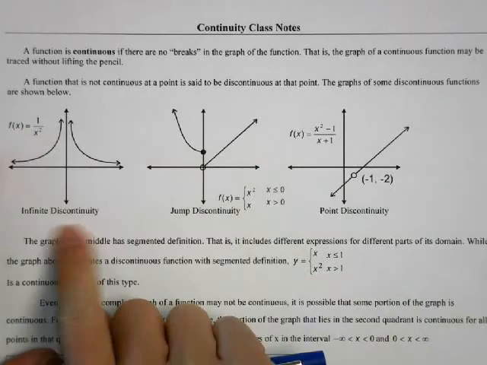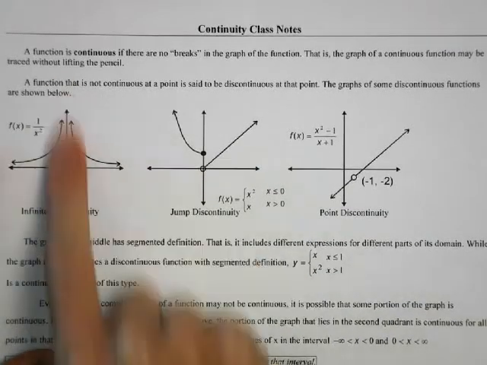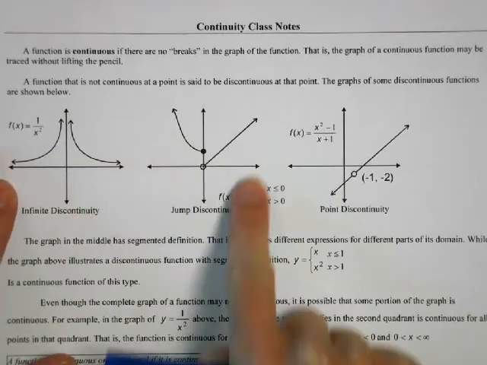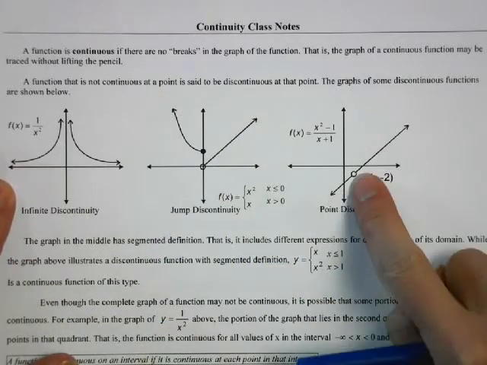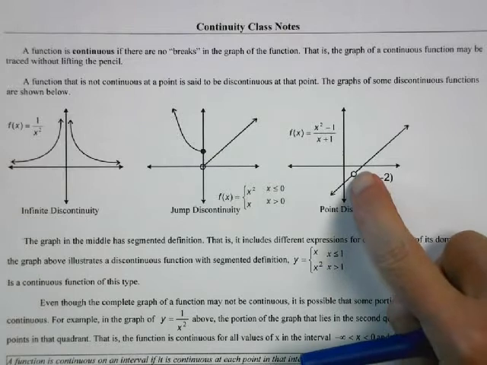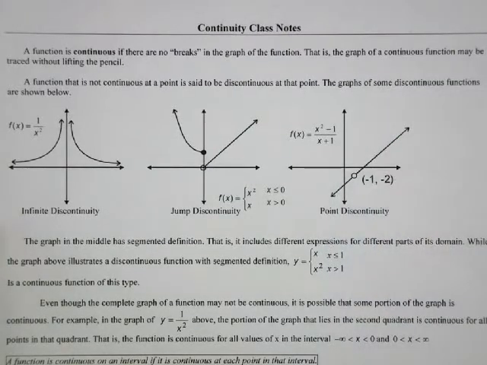So this would be an example of an infinite discontinuity because there's an asymptote. This is a jump discontinuity. We'd have to lift up our pencil to go from here to here. And then we have a point of discontinuity.